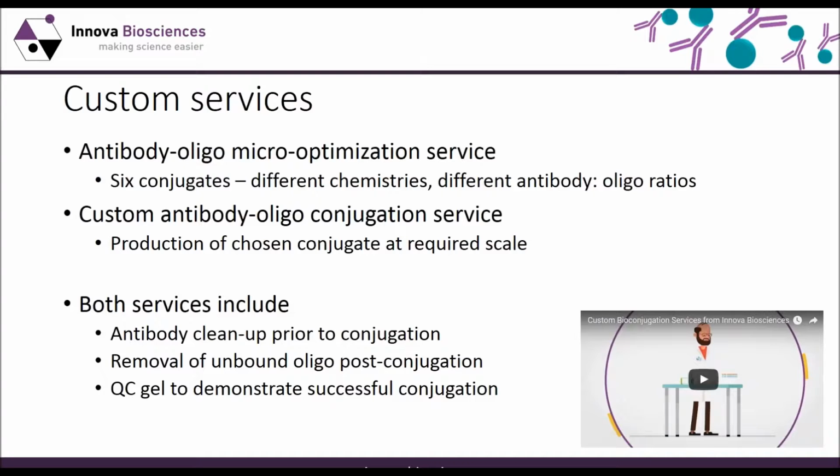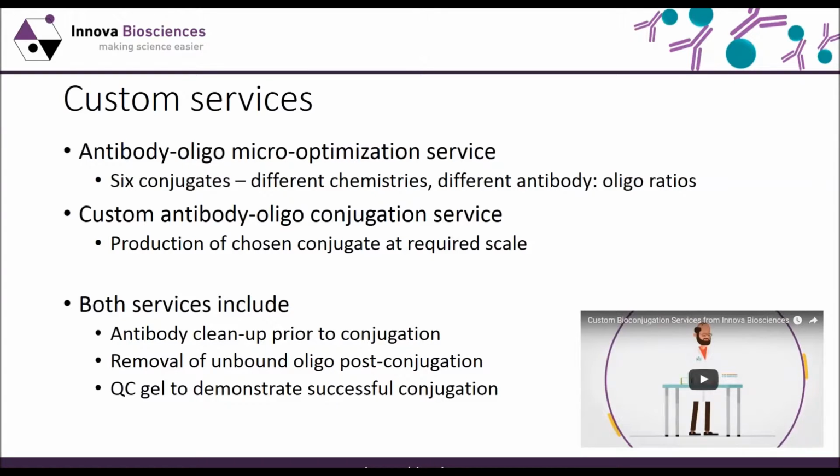The performance of an antibody-oligo conjugate is often related to the number of oligos which are bound to the antibody. Our antibody-oligo micro-optimization service is a fast and efficient way to optimize your conjugate using only very small quantities of your antibody. This service provides you with 6 different conjugates, which include different chemistries and different antibody to oligo ratios. You can test these in your chosen application to identify the one which demonstrates optimal performance.